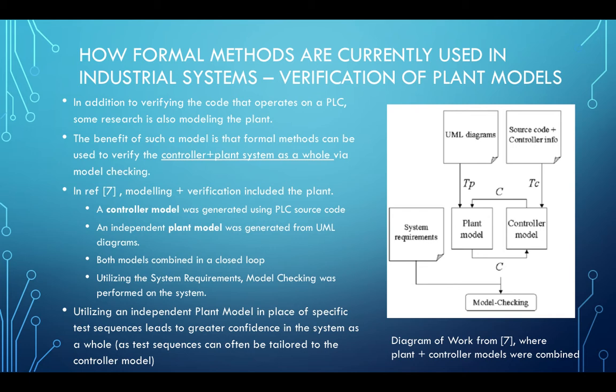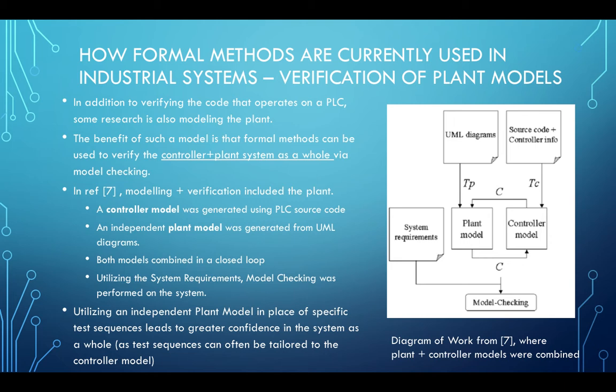And when the system as a whole is modeled this way, formal methods can be brought to bear on the entire system. In the diagram to the right, you can see how the models were developed. So the plant model was developed using UML diagrams that detail the plant as a whole, and the controller model was generated using source code. And then, utilizing the system requirements for the system as a whole, formal methods were used to perform model checking on this combined system. So using the combination plant controller model has many benefits over simply modeling a controller and testing it against specific inputs.